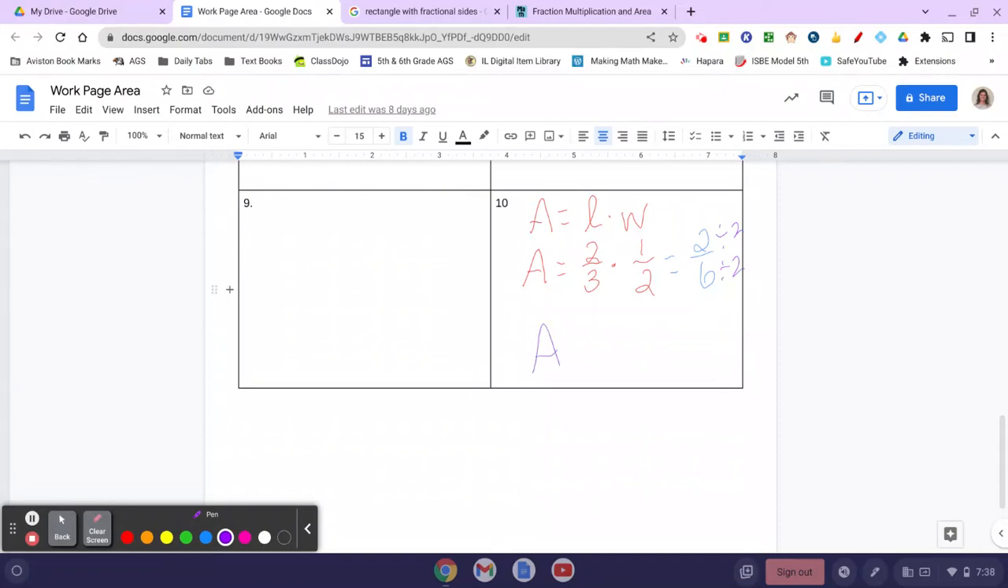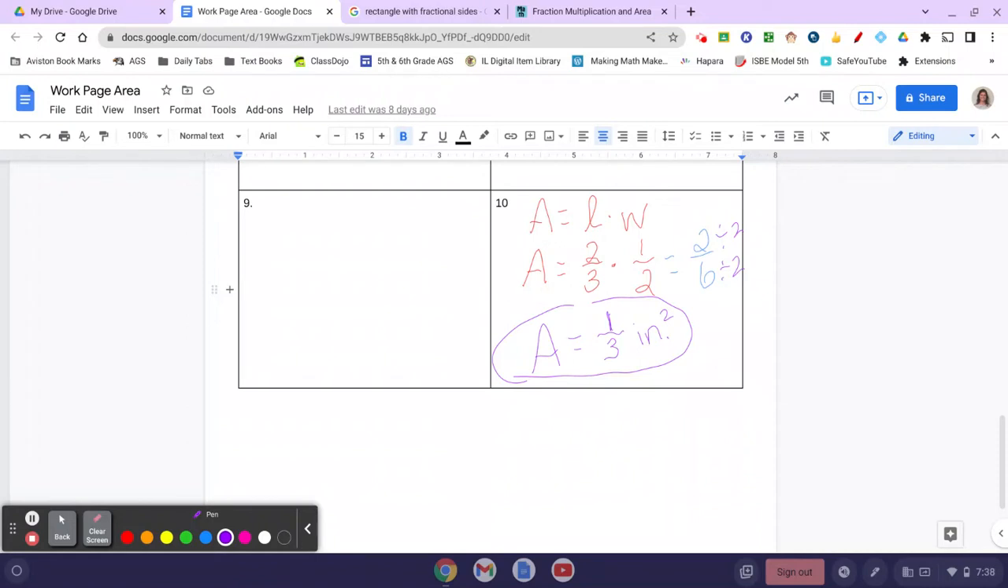Copy down my A equals. My best final answer is 2 divided by 2 is 1. 6 divided by 2 is 3. Since the label is inches, it would be inches squared. Best and final answer.